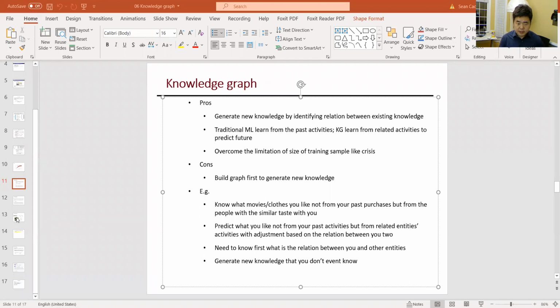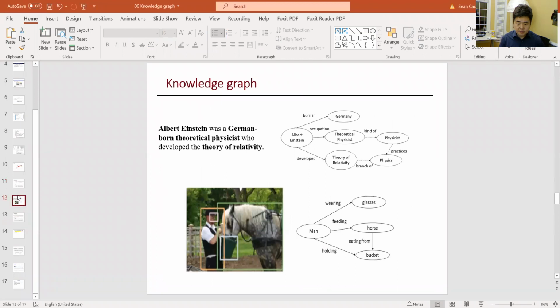So let's see one example here. So you see, this is a sentence. How do you convert this sentence into a knowledge graph? And this is a picture. How do you convert this picture to a knowledge graph? So let's take a look at the example carefully.